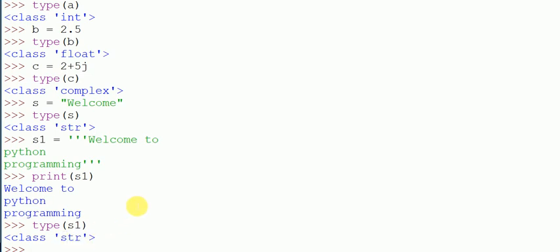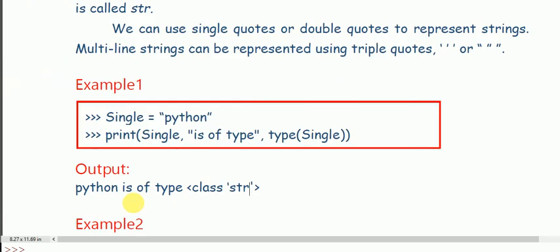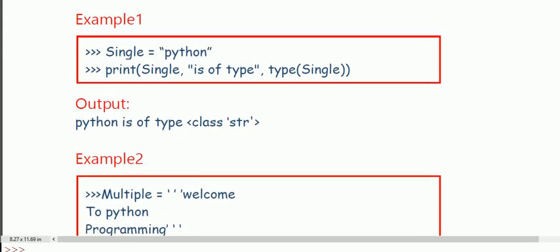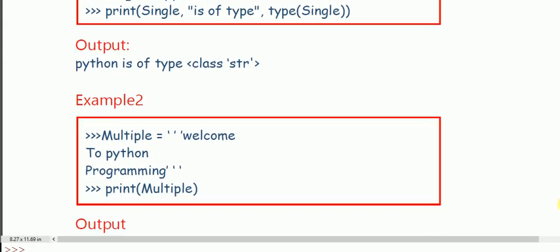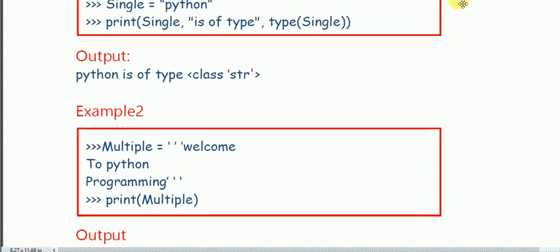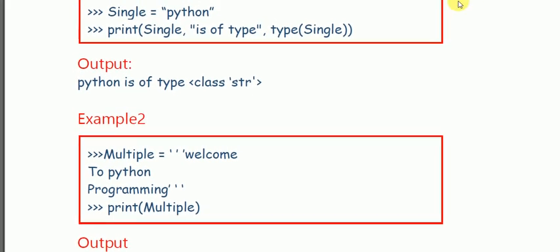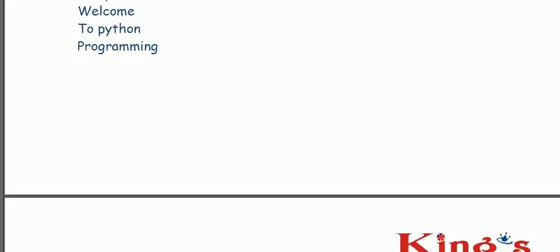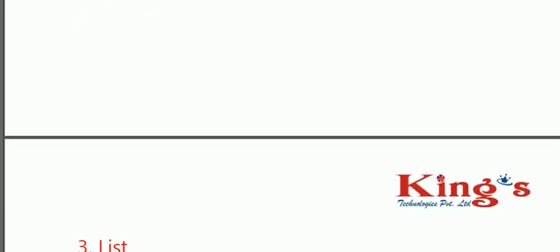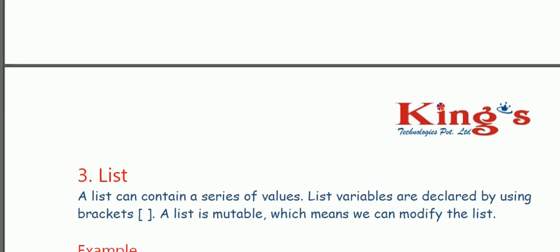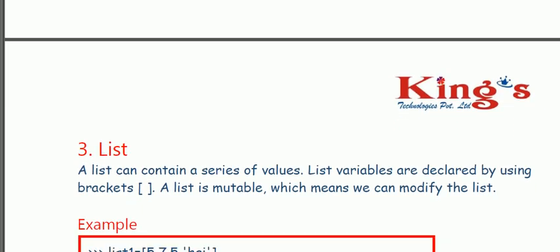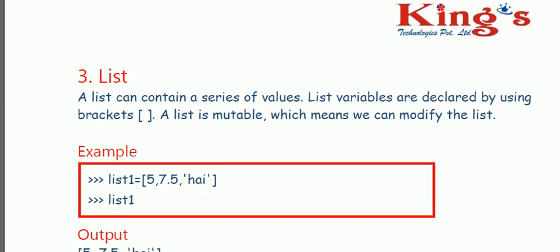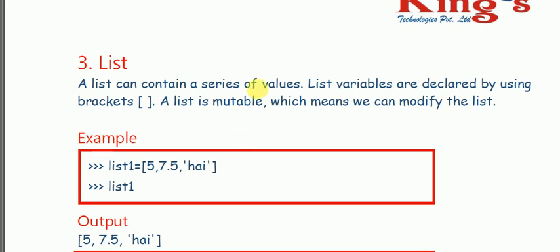Okay, now we will discuss another data type. Another data type is list. A list can contain a series of values.